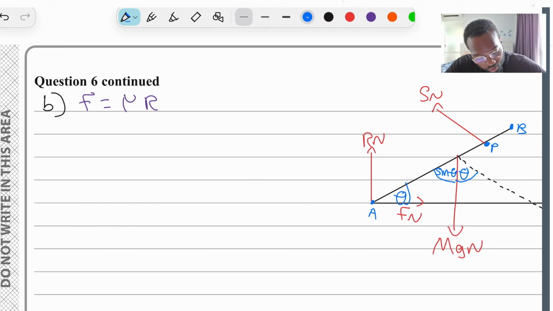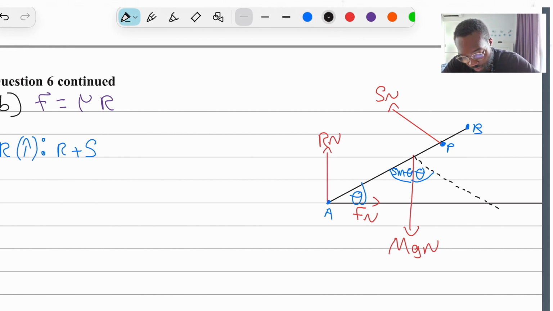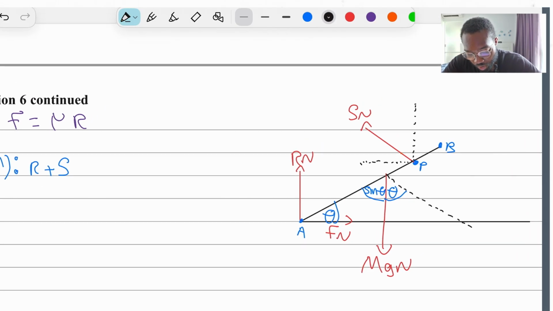So if we resolve in the vertical direction, that would be R plus S. Now, with the S, it's going to have a vertical component. It's going to have some type of vertical component here. We also have a horizontal component here. So we need to work out what these values will be. Loads of ways you can do it.